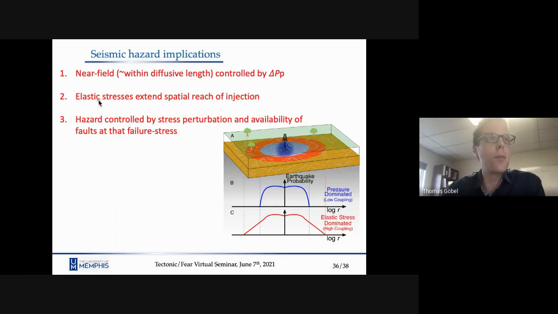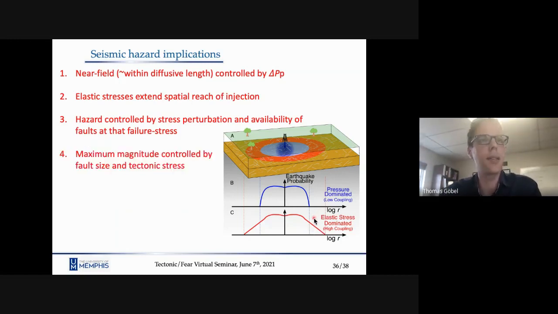So combining these points 2 and 3, right, and looking at the lower right-hand side, if we're only focusing on pressure diffusion and this smaller spatial footprint, we would expect sort of a smaller seismic hazard. If we include, let's say, elastic stresses, which decay as 1 over r squared or 1 over r cubed, then we also expect a higher induced seismic hazard.